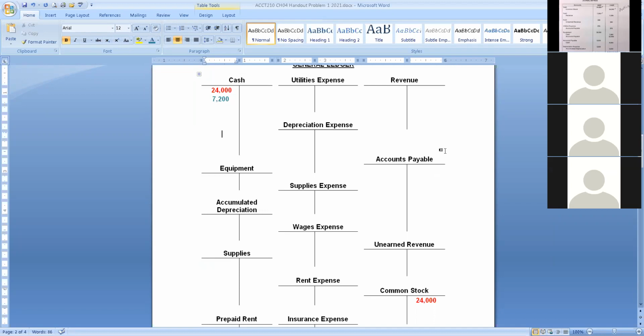So the cash 7,200, revenues is also a credit for 7,200. Both of those are in. So you kind of see what we're doing here. And eventually we're going to be able to figure out how much is in each of these accounts once we get done putting all these in. Okay.